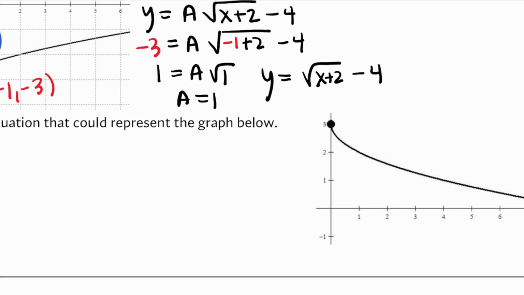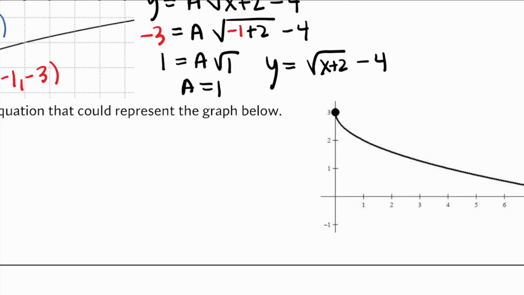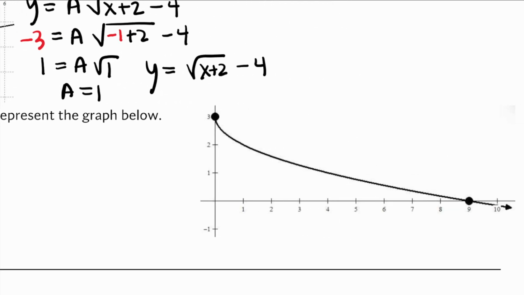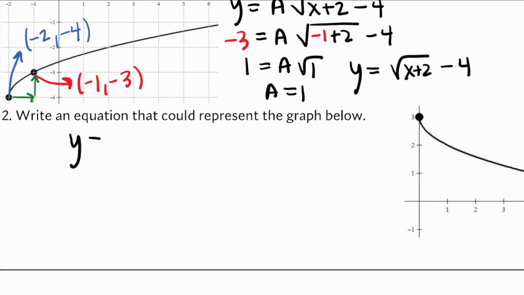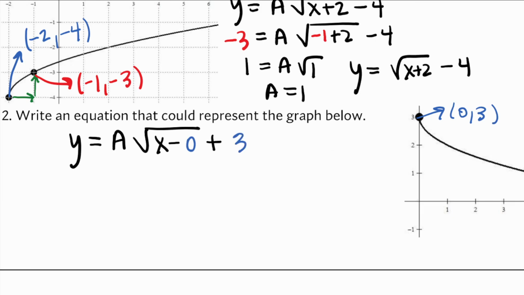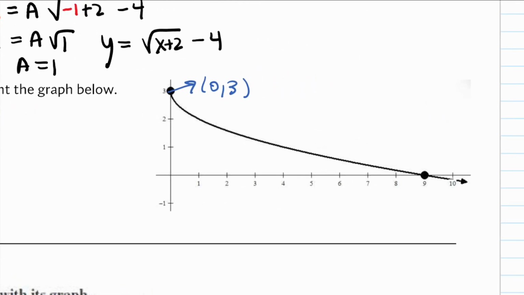Okay. This next one. I'm going to do the same thing. This is a square root because the graph only starts there at x equals 0. Okay, so I'm going to start with my skeleton. Y is some number times the square root of x minus h plus k. Okay. In this situation, h and k is going to be 0 and 3. So I'm going to plug those in. I'm going to use the other point to solve for the value of a, though. So the other point is 9 and 0. X is 9, y is 0.